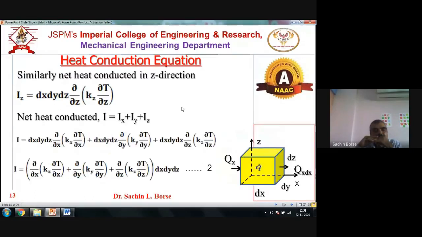Similarly, we can write the net heat conducted in the z direction. That is dx dy dz into del by del z into kz del T by del z.